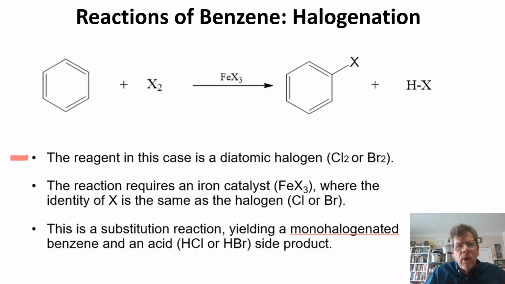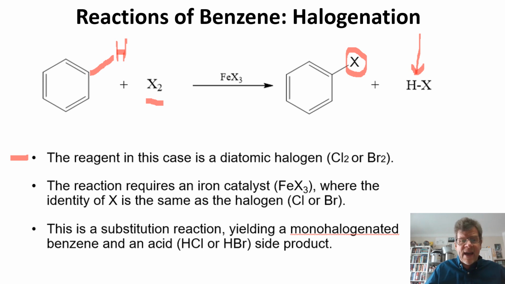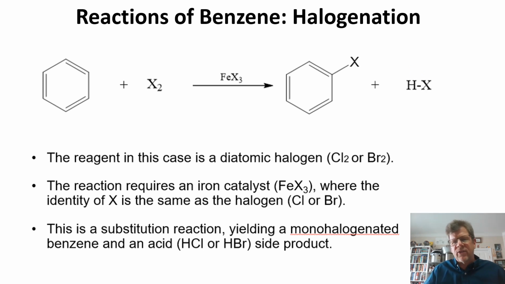So let's see what happens. We had over on the left-hand side X2. One of those X's ends up single on the aromatic ring, and the hydrogen which existed on that aromatic ring, we didn't draw that in, remember, because it was a line structure. That ends up in my side product as HX, covalently bonded to X. So what we have are these acids, HCl or HBr, as the final product, in this substitution sense, a substitution reaction.